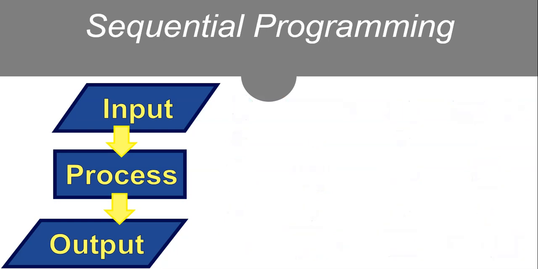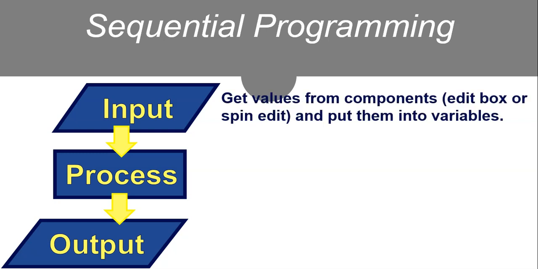Okay. So when we want to input values, that means we are thinking from the perspective of the computer. We are writing code for the computer to do. So we need to pretend that we are the computer. Input means I need to get information from the person using the computer program. In other words, I need to get values from components, because the user is going to interact with those components. They're going to put values into edit boxes. They're going to change the values in the split edits. So I want to get those values, because that's how I can interact with the user.